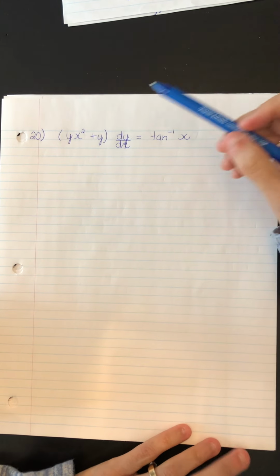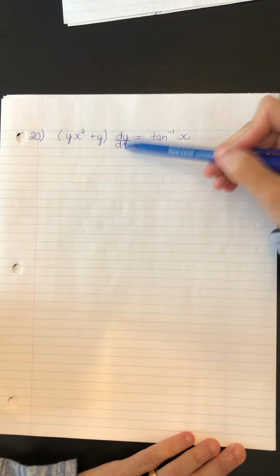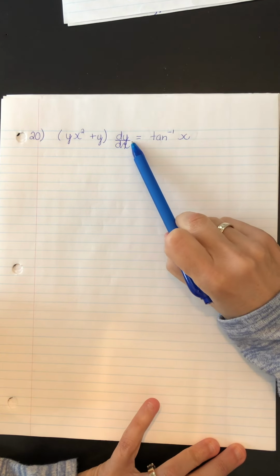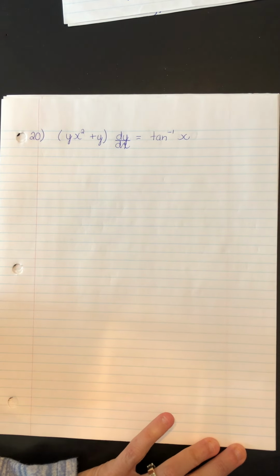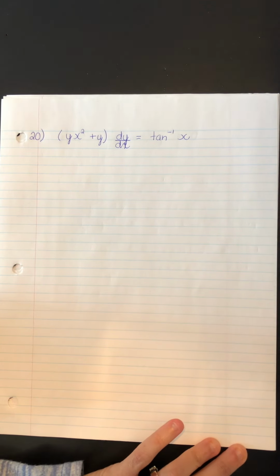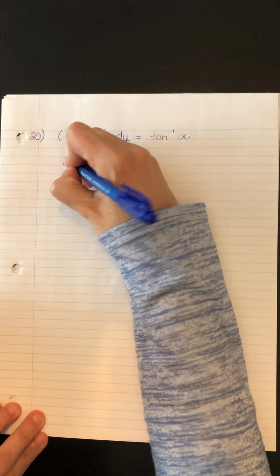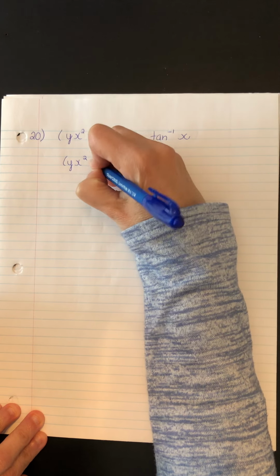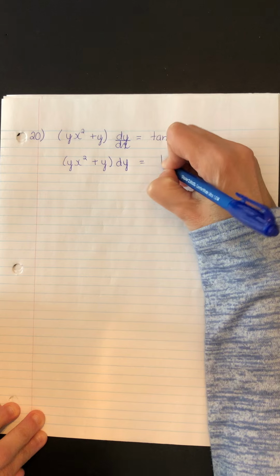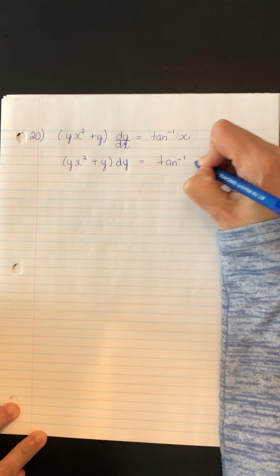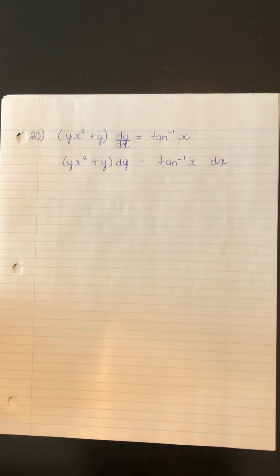Okay, so here we have dy over dx. The first thing we're going to do is move the differential dx. So that means multiplying both sides of the equation by dx. So let's take a look at that. And that's because we never want those differentials to be in the denominator. Okay, so that's looking better already.